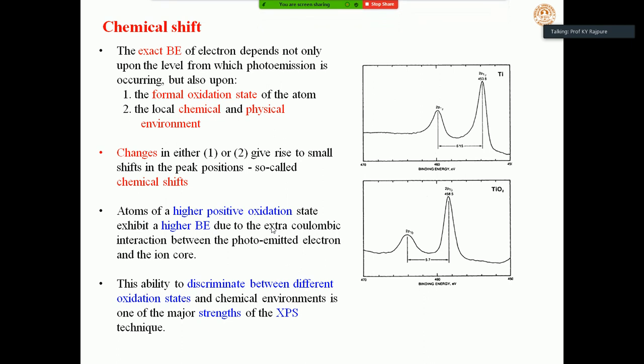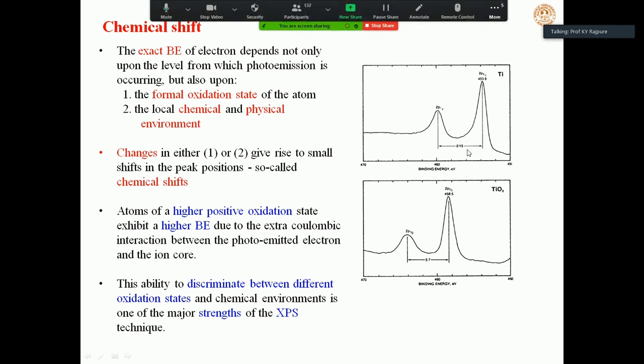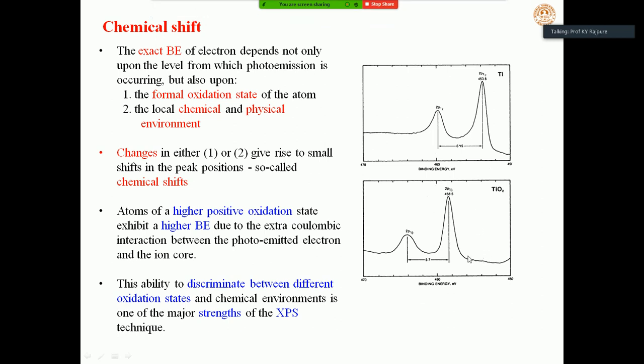Chemical shift, as I said, the exact binding energy of the electron depends not only upon the level from which the photoelectron is emitted, but also upon the formal oxidation state, the local chemical environment and physical environment. So here you can see the narrow scan spectrum of the titanium peak scanned for elemental titanium and titanium in TiO2. Here we can see the peak has shifted by an enormous amount, and that will give you the formal oxidation state.